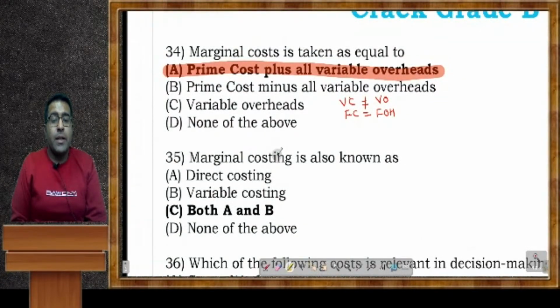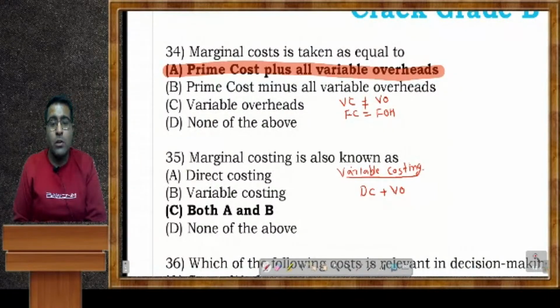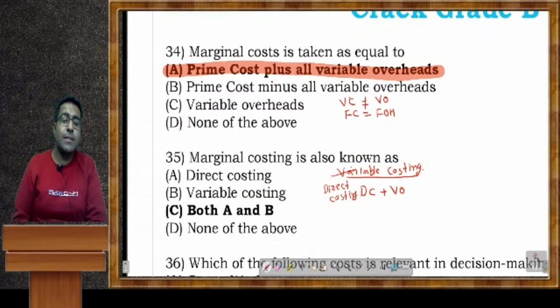Marginal costing is also known as variable costing. In variable costing, we include all types of direct costs plus variable overheads. So it is also regarded as variable costing as well as direct costing. So the right answer is both A and B.